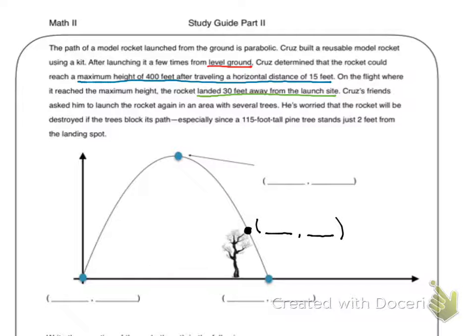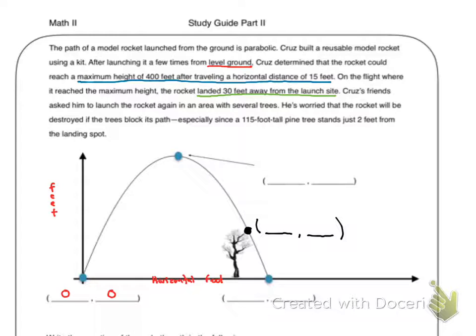If we're looking at this ground level, it looks like this here is at the origin. In the origin, if it is ground level, you're 0 feet up in the air. This is feet, and this is horizontal feet. Okay, so now let's put these points in. So this is the origin. It started at ground level. That's 0, 0.